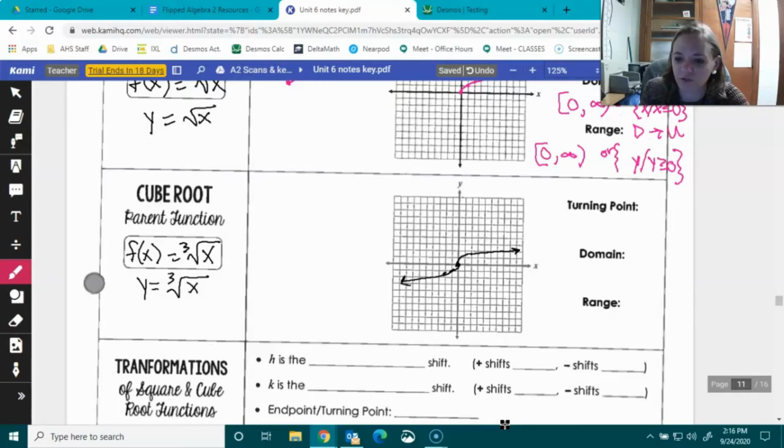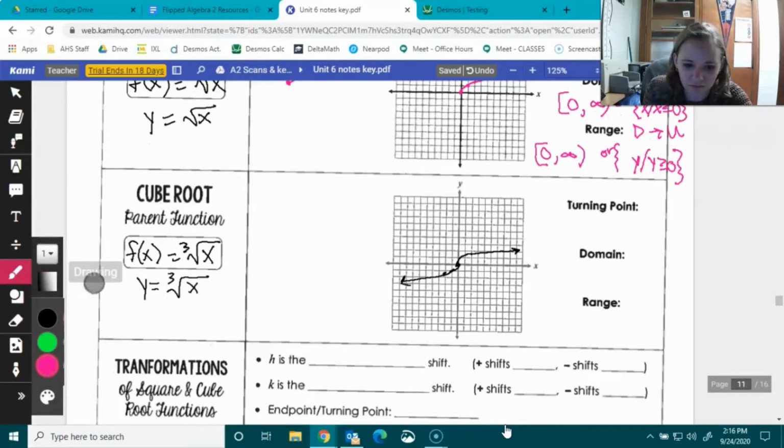The turning point is where I'm going one slope and then I change, well, not really slope, it's like a curve. And then the curve starts to change, okay? So that's going to be this point right here in the very middle, and that's 0, 0.